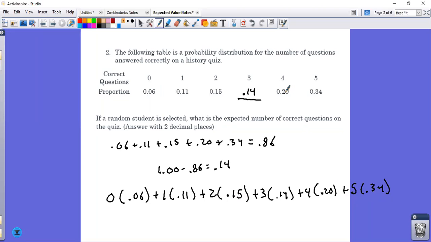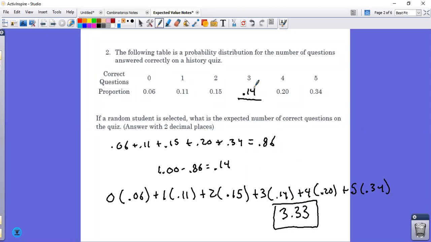So 0 times 0.06 plus 1 times 0.11 plus 2 times 0.15 plus 3 times 0.14 plus 4 times 0.20 plus 5 times 0.34. And it ends up being a 3.33. So 2 decimal places, there's your expected value.